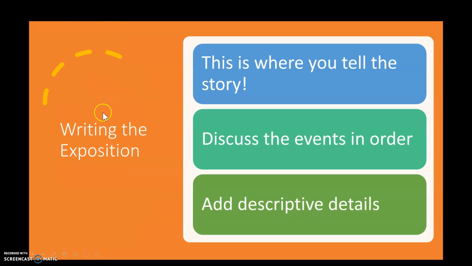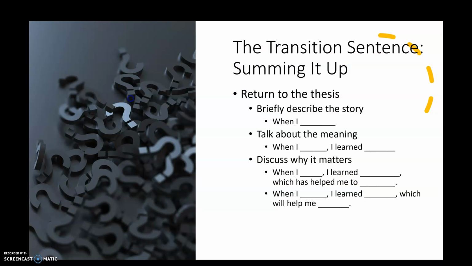In the middle of the exposition, the center part of the paragraph in between the topic and transition sentence, that's where you tell the story. You discuss the events in order, and you want to add descriptive details whenever you feel like they're relevant to make the description more powerful and to make the narrative paragraph sit with the reader a little bit better and make it better able to convey the story the way that you see it.